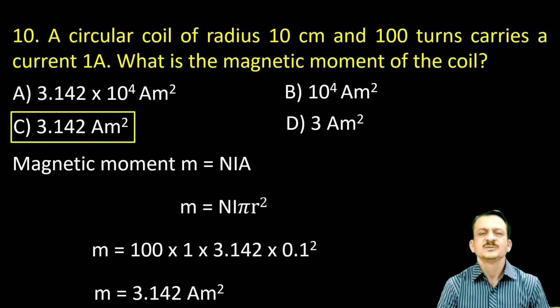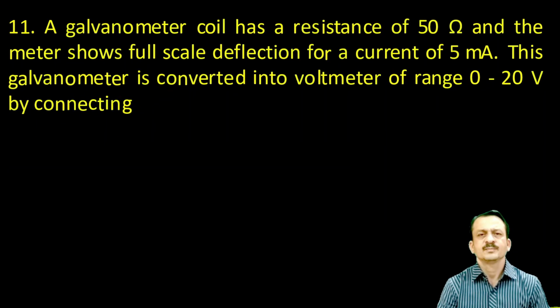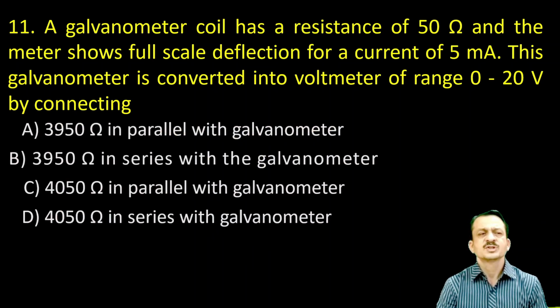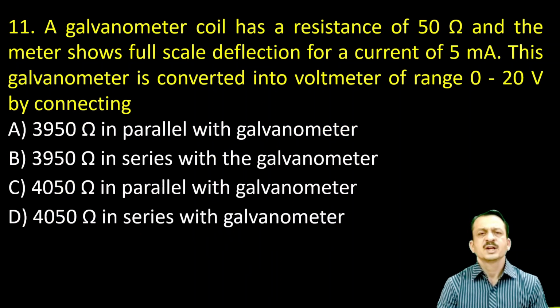Next problem. A galvanometer coil has a resistance of 50 ohm and the meter shows full scale deflection for a current of 5 milliamps. This galvanometer is converted into voltmeter of range 0 to 20 volts by connecting. Now here options are A 3950 ohms in parallel with the galvanometer, B 3950 ohms in series with the galvanometer, C 4050 ohms in parallel with the galvanometer, and D 4050 ohms in series with the galvanometer.